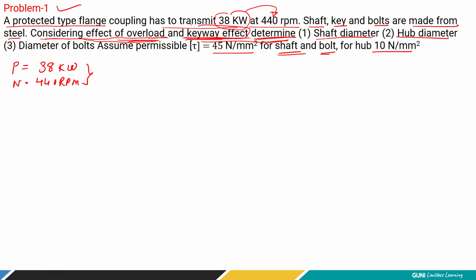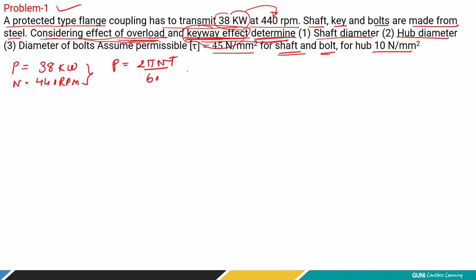So because of the presence of the key, we are weakening the hub dimensions, we are also weakening the shaft dimensions. So what we can do to take care of this condition is increase that much amount of dimension. That is only possible by increasing the equivalent torque value, right? So let's find the power P and the torque transmitted value, right?